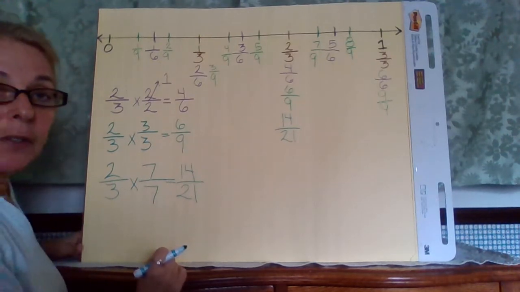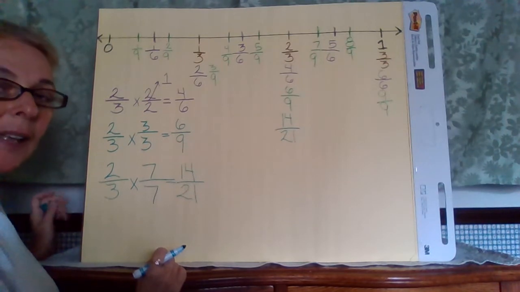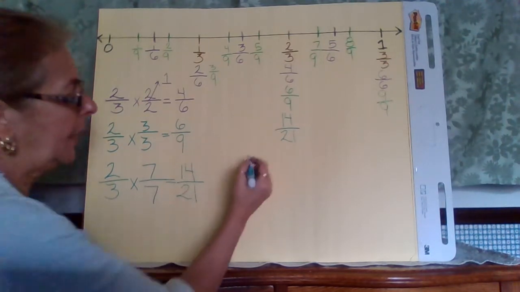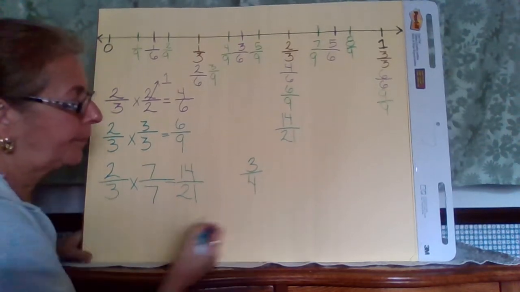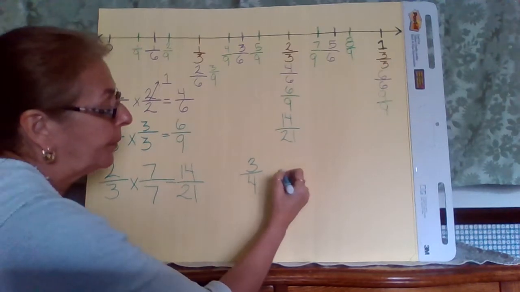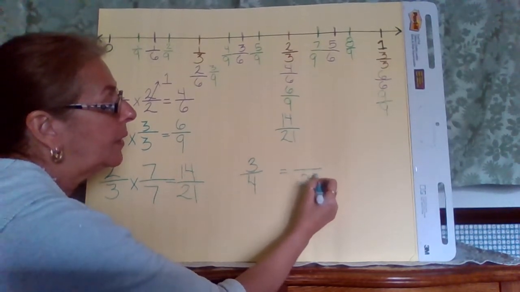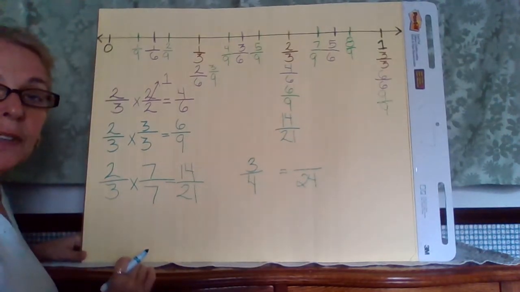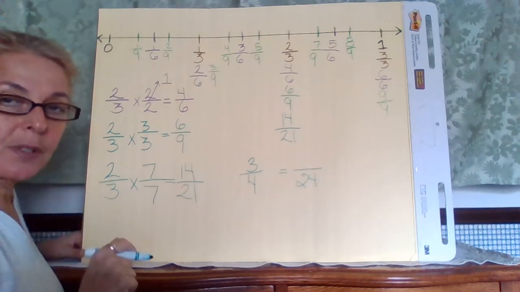Okay, let's pick a different fraction besides 2/3 because equivalent fractions work with any fraction. Let's take 3/4. Now, I want to know how many 24ths 3/4 is equal to. So now how do I do this? And how do I know 24 is going to work?